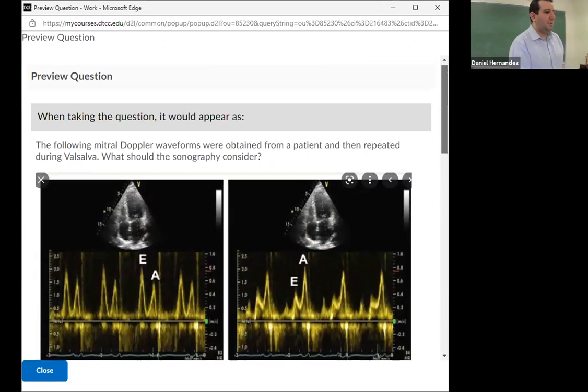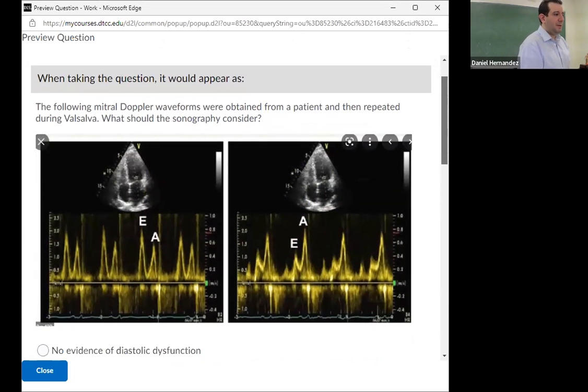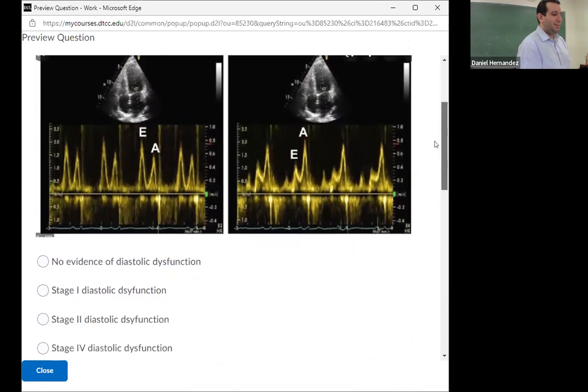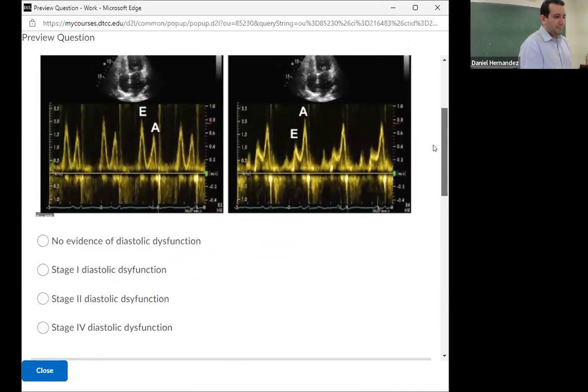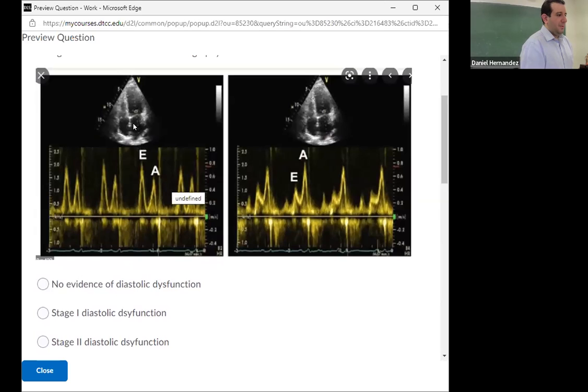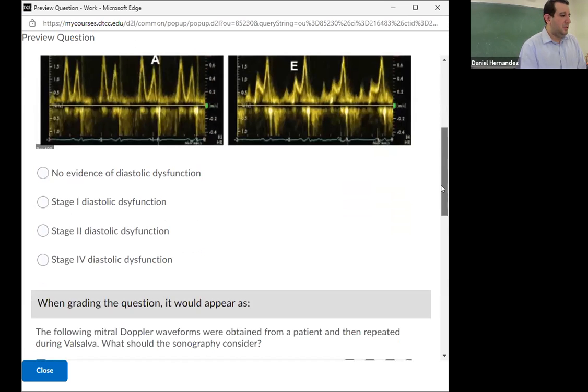So the following mitral Doppler waveforms were obtained from a patient and then repeated during Valsalva. What should the sonographer consider? So if you look at this, we're Dopplering mitral inflow, we have E to A. So this looks pretty normal. We should expect a larger E and smaller A. Patient Valsalvas, oh, now we got reversal of that E to A wave. So this would be a patient who is in stage 2 diastolic dysfunction. So that's that pseudo normalization.